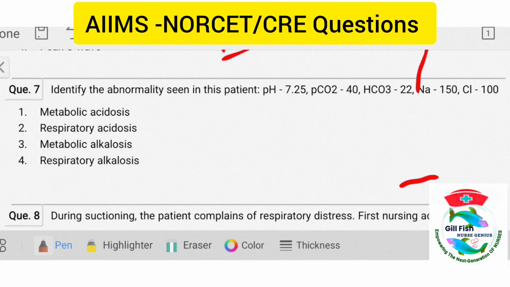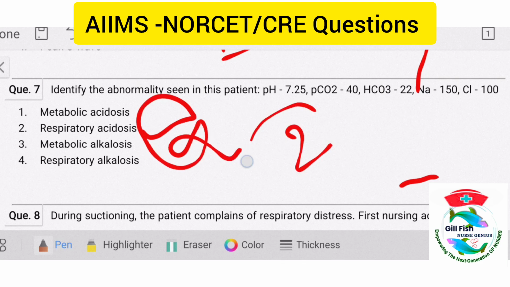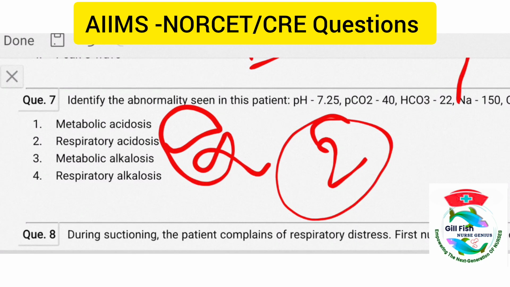Actually, what is the pH? It is 7.25. The CO2 is going to be 40, and the bicarbonate will be 22. So that means we can determine that it is related to the respiratory part of this. That means respiratory acidosis will be the correct answer. Okay, fine. Next question.